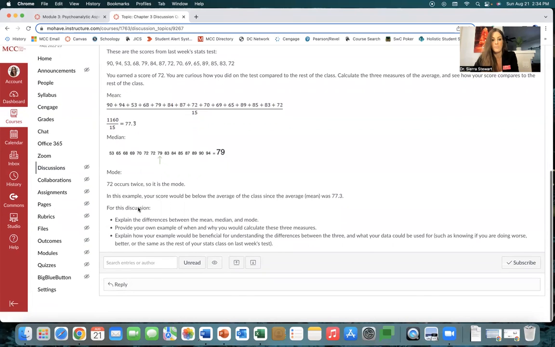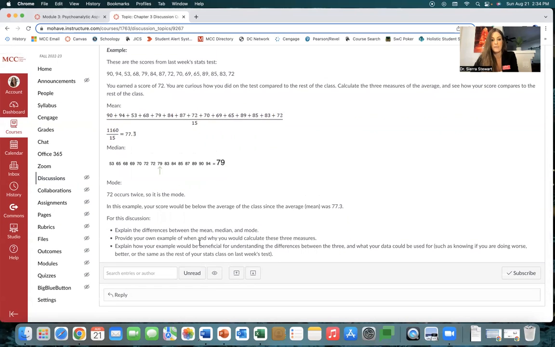All right. So for this discussion, I want you to explain the differences between the mean, the median, and the mode. That's where you're going to find examples in APA. Go ahead and put that there. And then just like this, you're going to provide your own example of when and why you would calculate these 3 different measures. And then explain how your example would be beneficial for understanding the differences between the 3 and what your data could be for using such numbers.